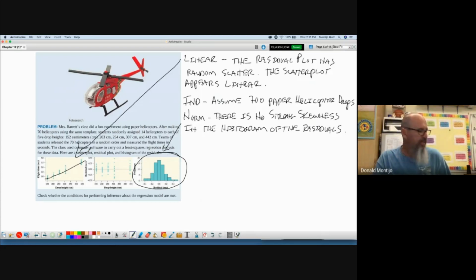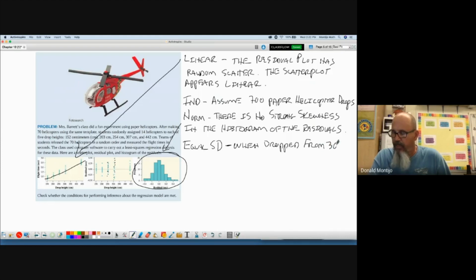Now, what about equal standard deviations? Well, we can see the standard deviations from the residual plot. The residual plot shows a similar amount of scatter about the line y equals zero for each drop height. However, the distances that each one of these is away from the line are not the same. When dropped from the highest height, there is more variation. It appears that there's roughly the same amount for each one on top and on bottom, though.